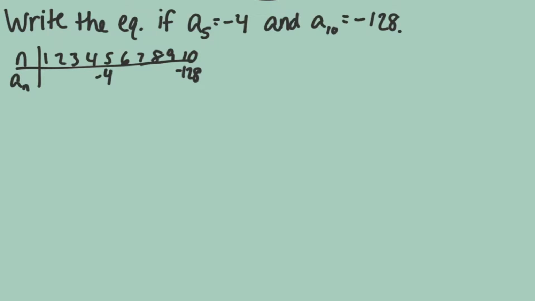We're going to look at how to write the equation of a geometric sequence given two random terms in the sequence. Here's what we have. We have the fifth term is -4, the 10th term is -128. There's multiple ways you can solve this problem.